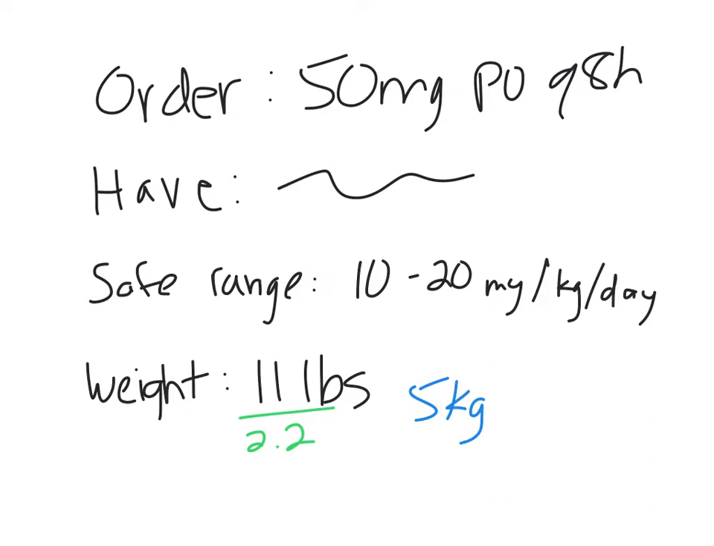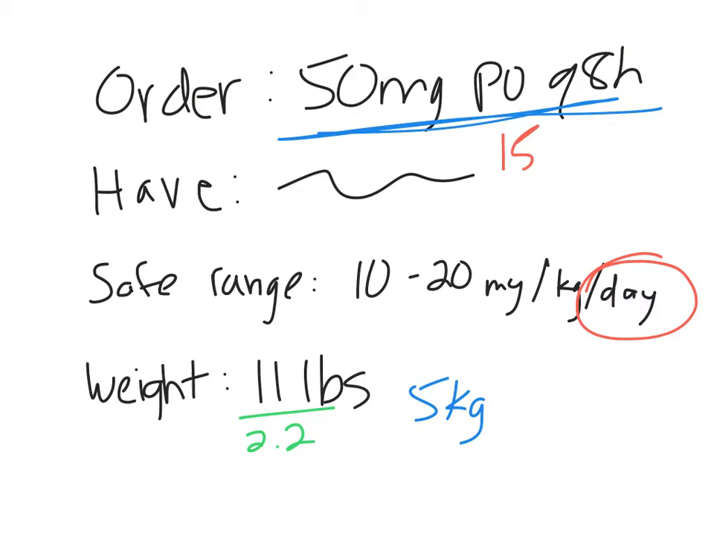So here's what we need to double check. Our patient has been ordered to take 50 milligrams by mouth 3 times a day, or every 8 hours. Since our recommended safe range is shown per day, we need to think about what our patient has been ordered to take per day so that we can compare the two. 50 milligrams taking that 3 times a day, 50 times 3 would be 150 milligrams in a day. That's what they've been ordered to take.